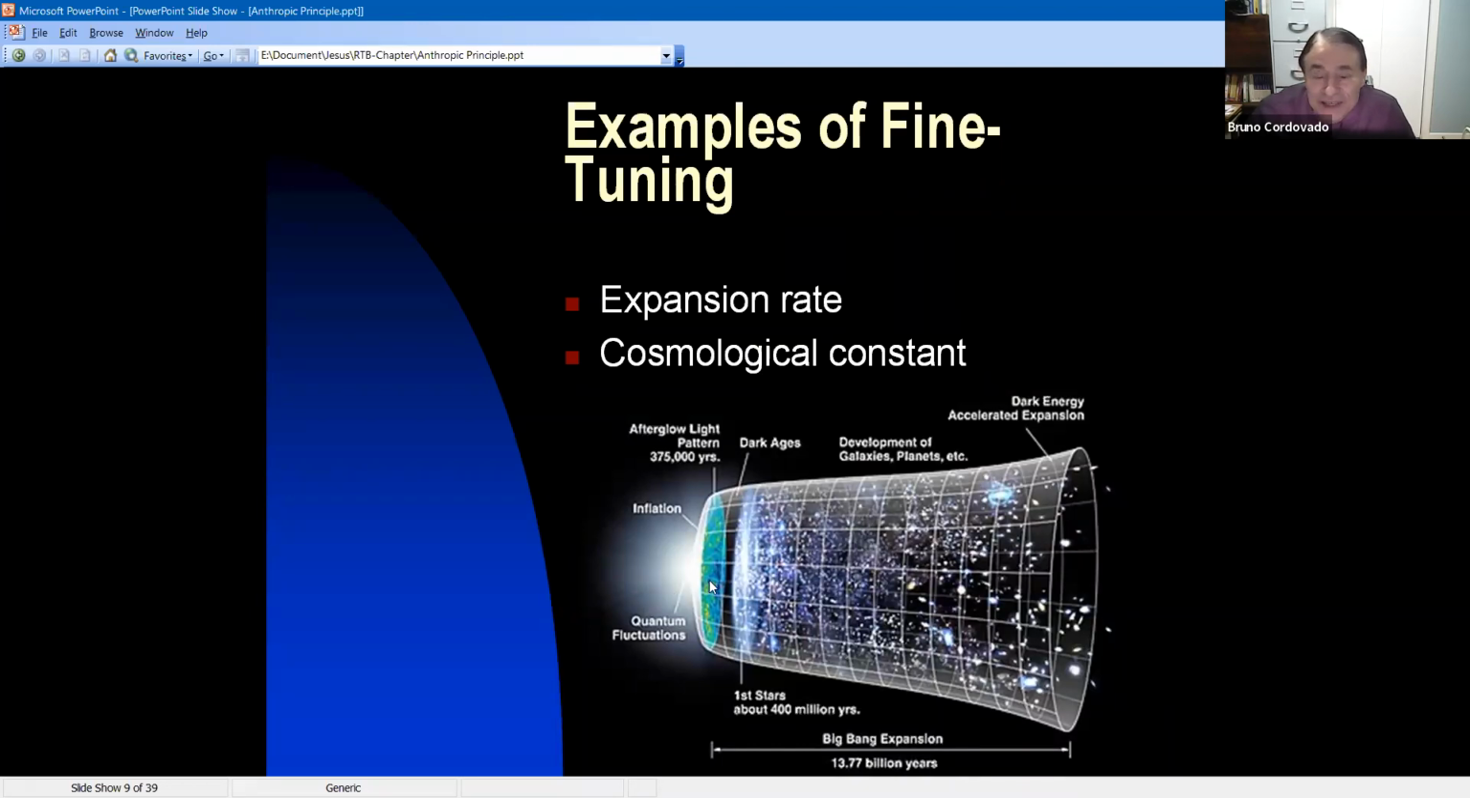Hugh Ross gives an example. At the beginning of the universe, if you remove a dime from the mass of the universe, it would expand at the wrong rate, and it wouldn't work out. You wouldn't be able to have life. Just a dime in the whole entire universe would make it expand at the wrong rate.